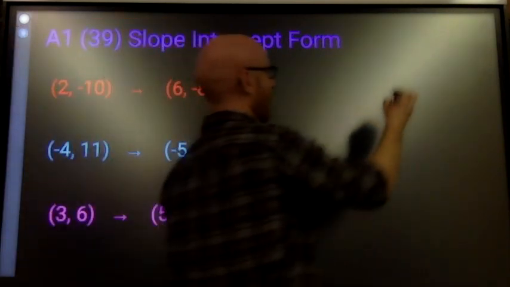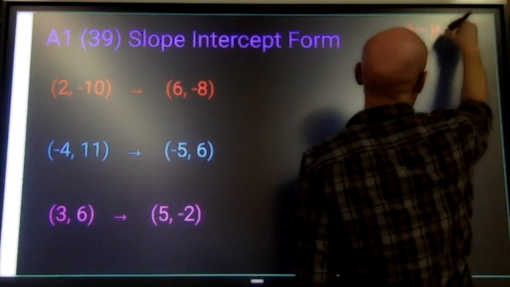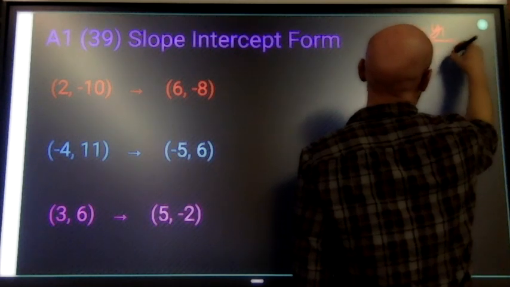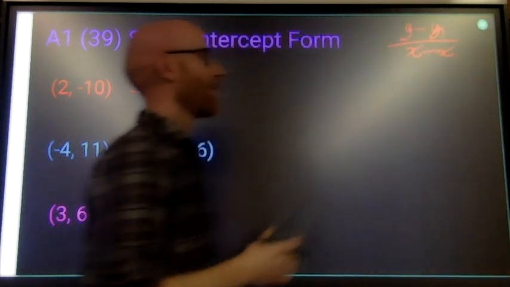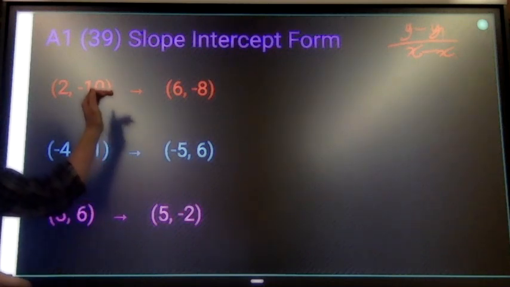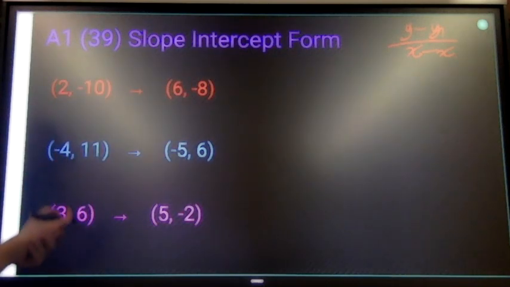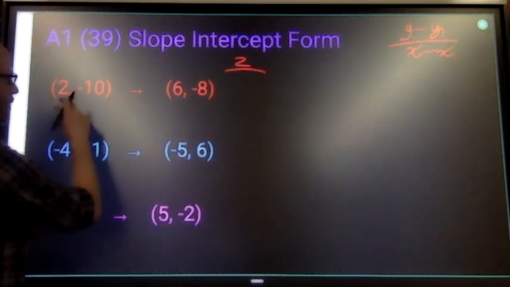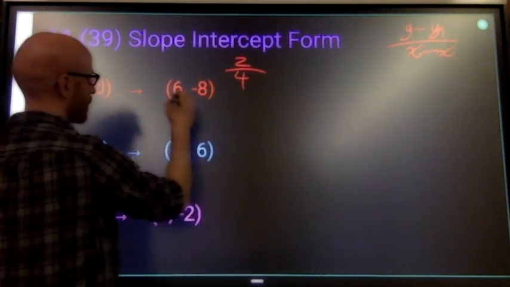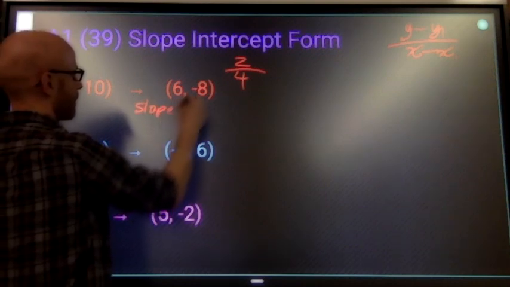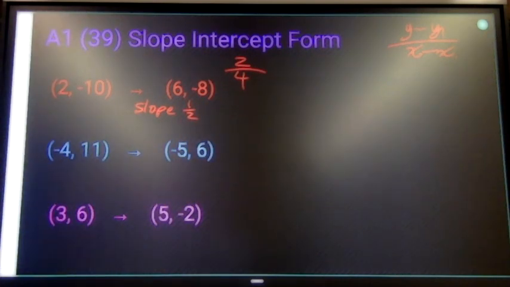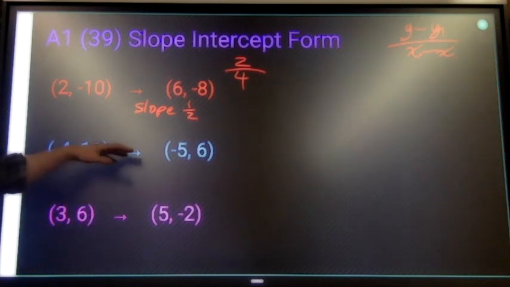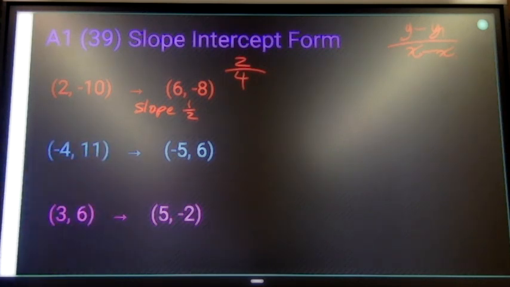Remember your slope formula. Y minus y equals x minus x. Y on my second point minus y on my first point equals x on my second point minus x on my first point. So, negative 8 minus negative 10, positive 2. 6 minus 2, 4. Slope, 1/2. All right, give me my slopes for my other 2 before we go further. Hit pause, see if you can remember how to get the slope for the blue and the pink equations.